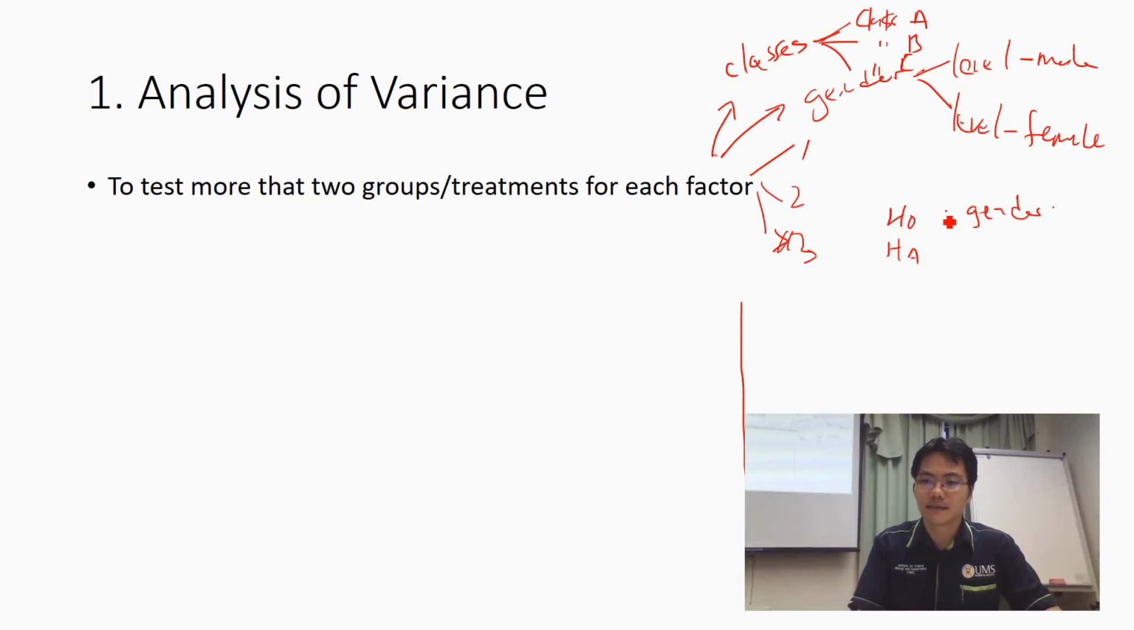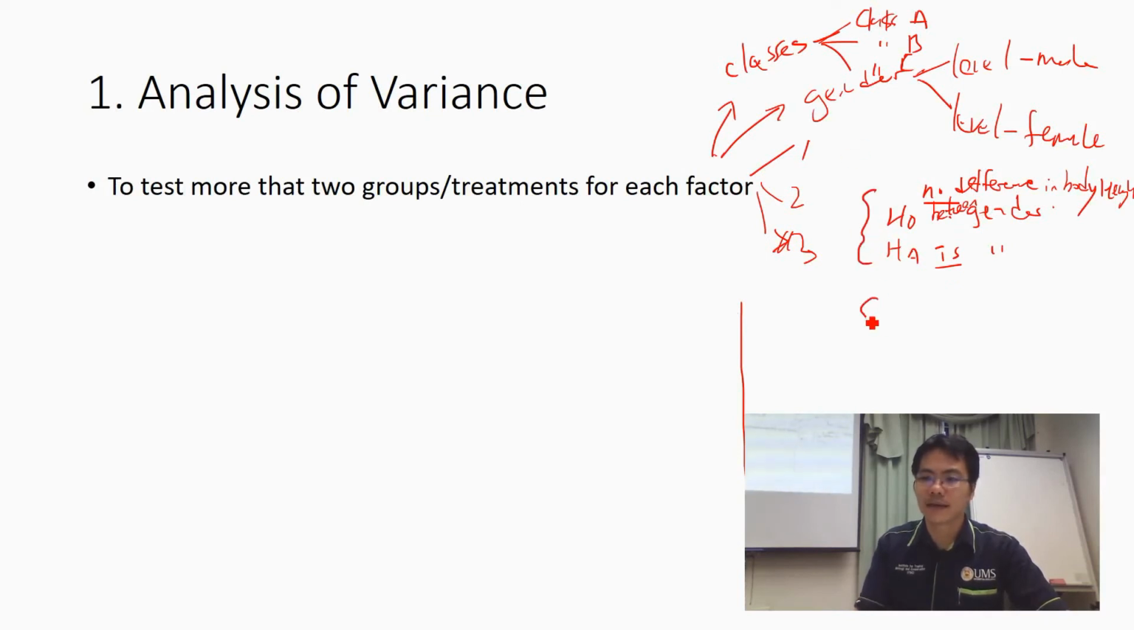okay. There is no differences in body height between gender or male and female. Okay. Then the alternative will be there is a difference. So this is one pair of the hypotheses for one factor.